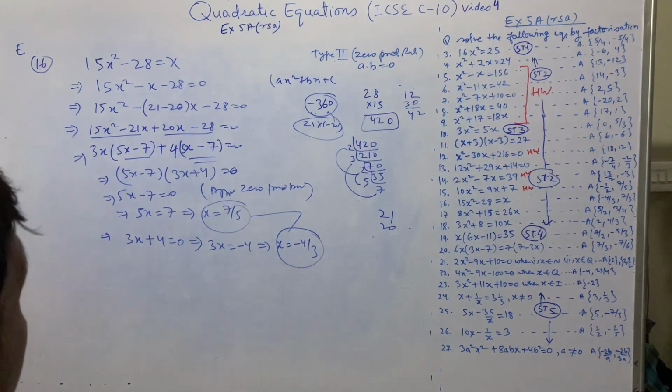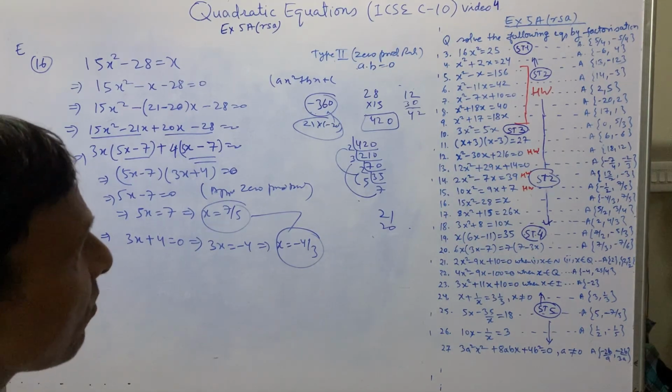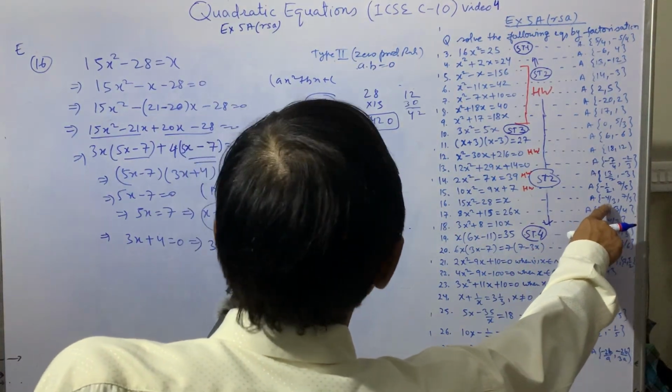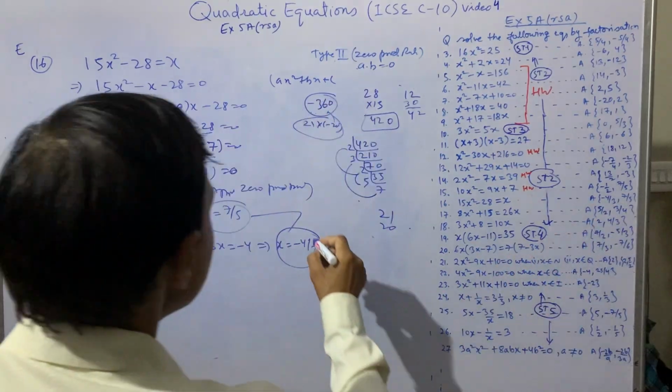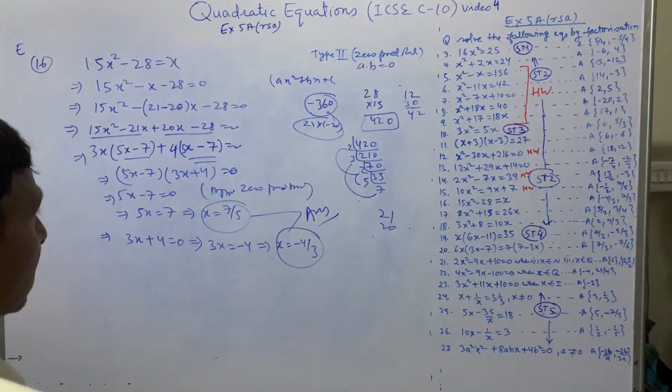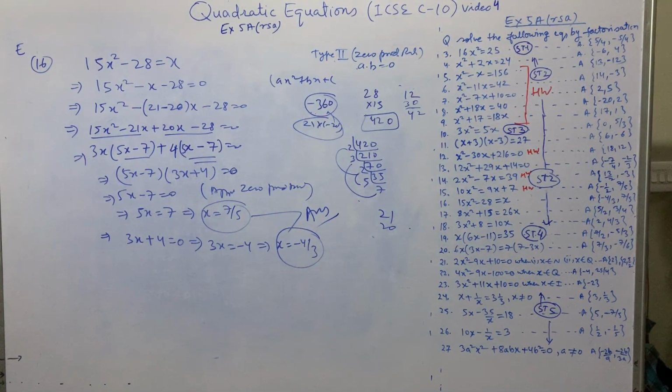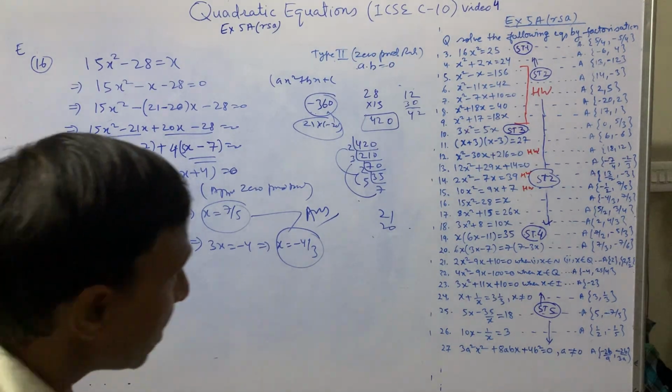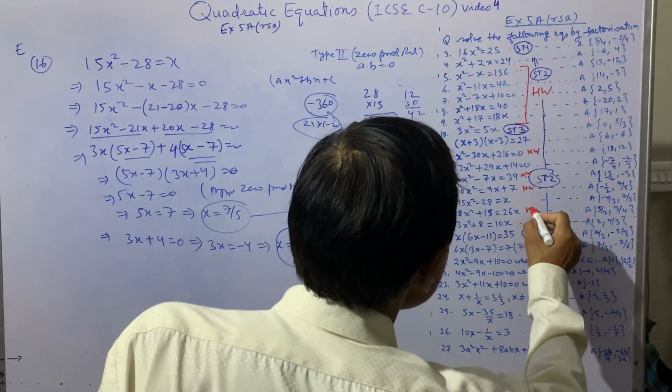So we would like to match it with the textbook answer of the 16th one. Minus 4 upon 3 is one and the other is 7 upon 5. So it's a perfectly correct answer. So note this down, students. Now we would be moving on to the 17th. 17 is similar to this, so you can note it down as homework. This one, the 17th, is homework.